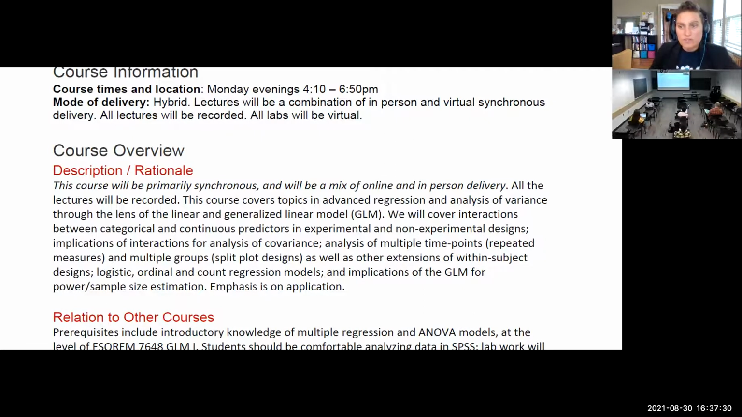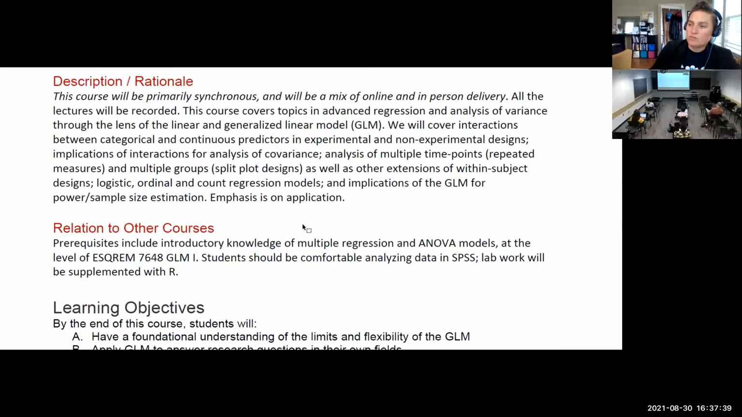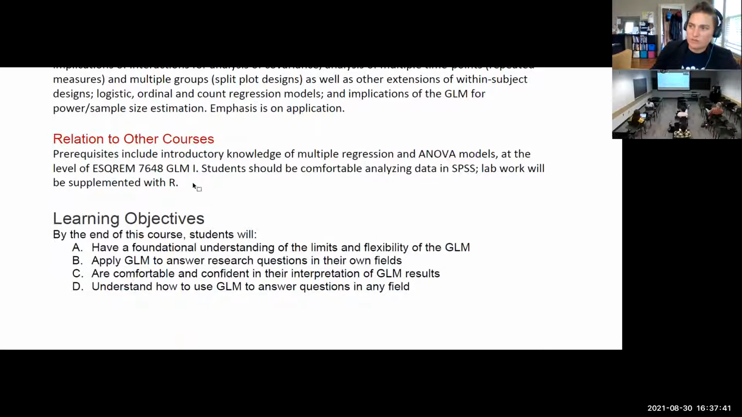So the course is going to be conducted primarily synchronously and will be a mix of online and in-person delivery. We've already talked a little bit about the relations between this class and GLM 1. Let me tell you a little bit about my learning objectives. I take these very seriously, and I will talk about them a bit throughout the course as we're moving on.